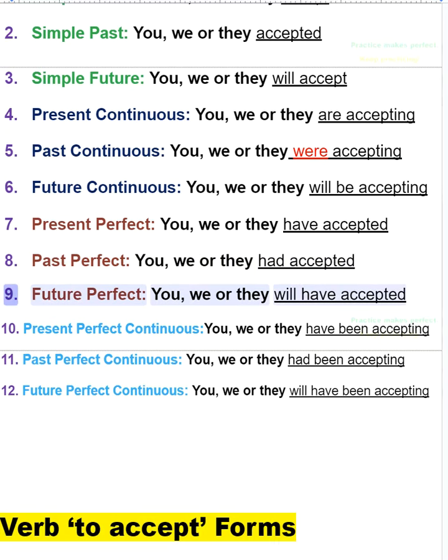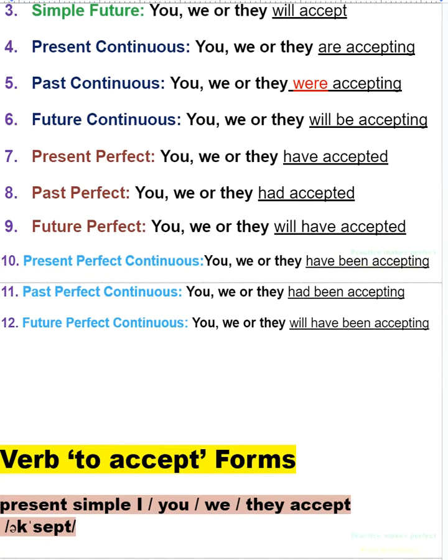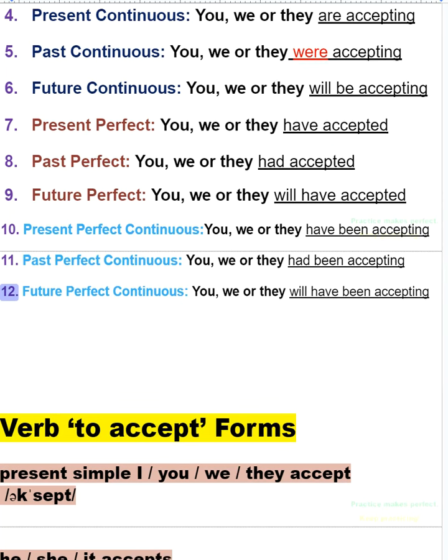9. Future perfect. You, we, or they will have accepted. 10. Present perfect continuous. You, we, or they have been accepting. 11. Past perfect continuous. You, we, or they had been accepting. 12. Future perfect continuous. You, we, or they will have been accepting.